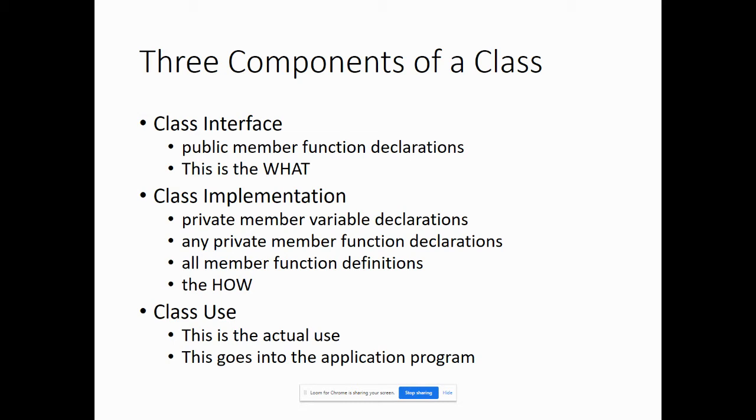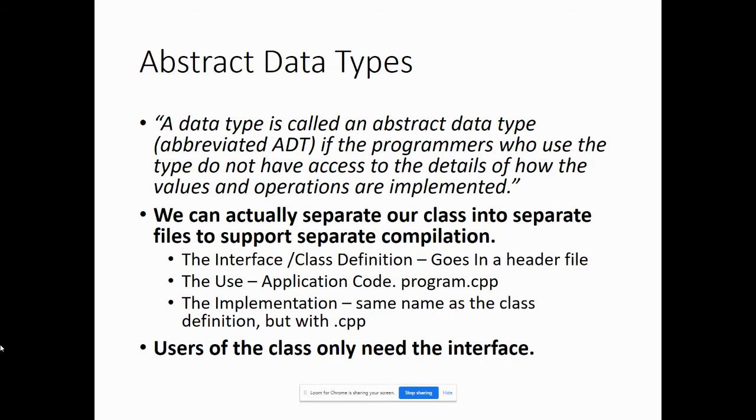So 3 components of a class: the interface, the public member variable declarations. This is the what. The implementation is how we actually do things. Those are the private member variable declarations, all the member function definitions, and those usually go at the bottom or in the class.cpp file, and then the actual use, and that goes into the main application program.